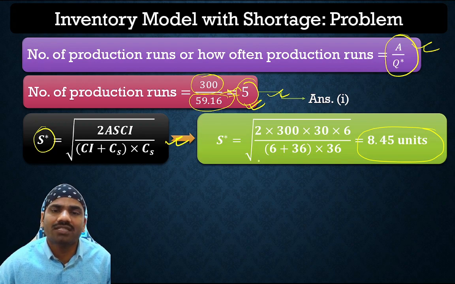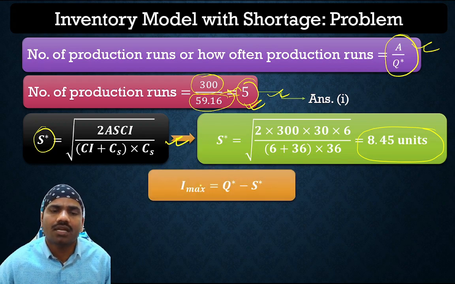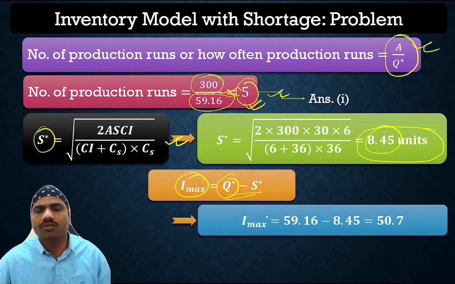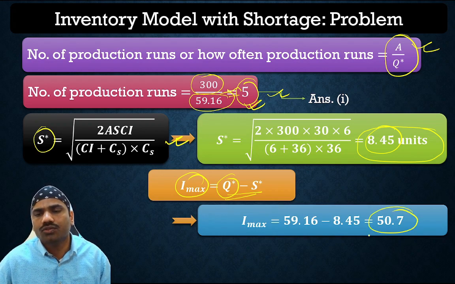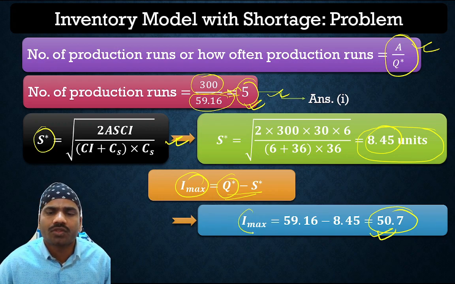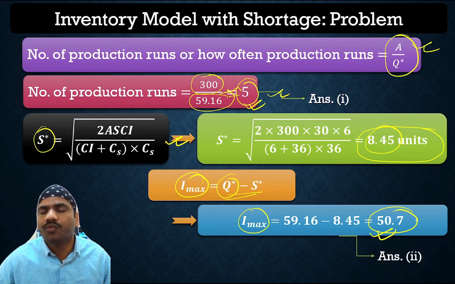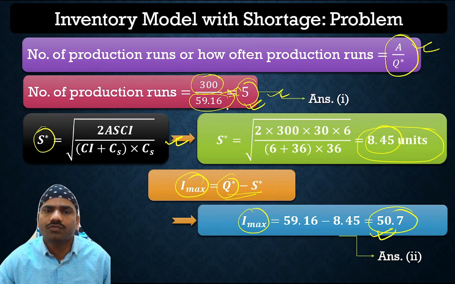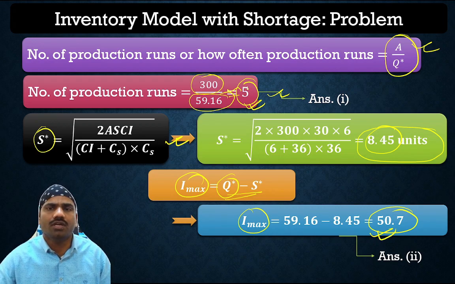Next we will find the maximum inventory, that is I max, and I max equals Q star minus S star. Q star, the optimum quantity, is 59.16, and S star is 8.45. This will give you 50.7. So this is the maximum inventory. The maximum inventory is 50.7, the economic order quantity is 59.16, and the number of production runs is 5. So these are the values we had to find.